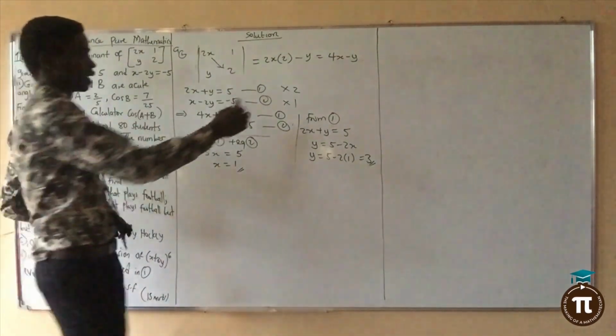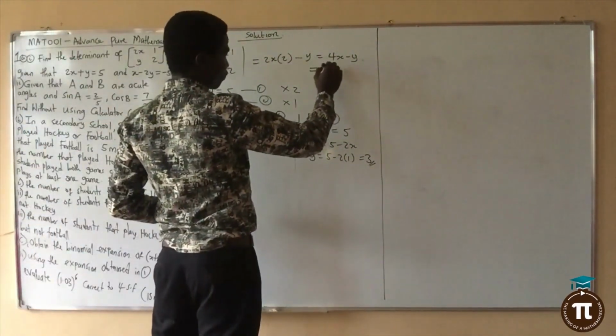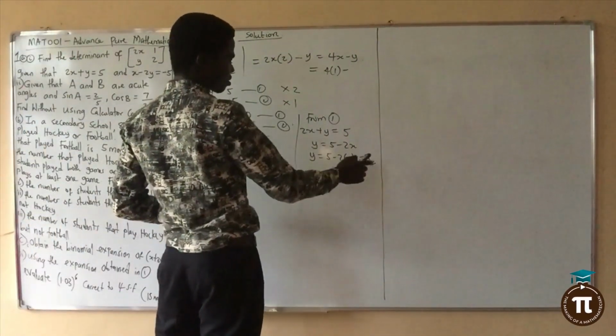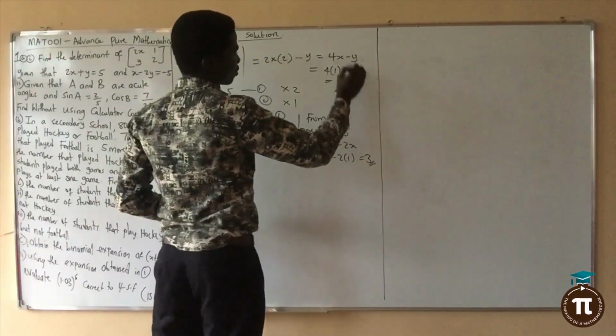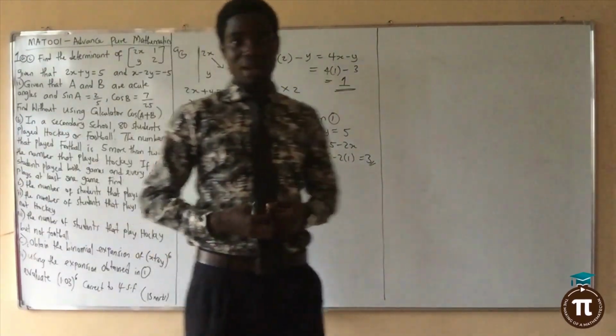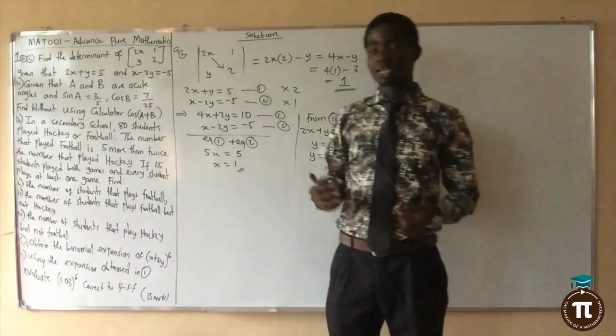So that means the determinant will just be equal to 4 multiplied by 1 minus 3. That is 4 minus 3, the answer is 1. So the determinant of that particular matrix is actually equal to 1.